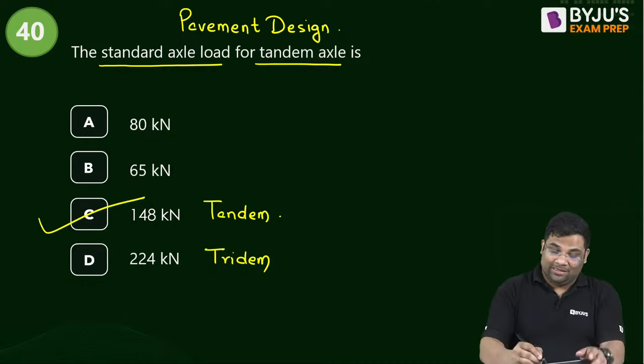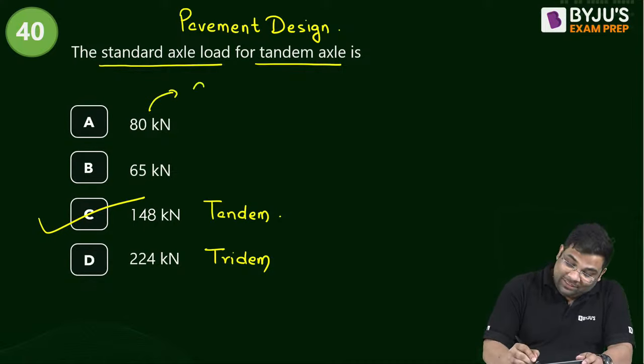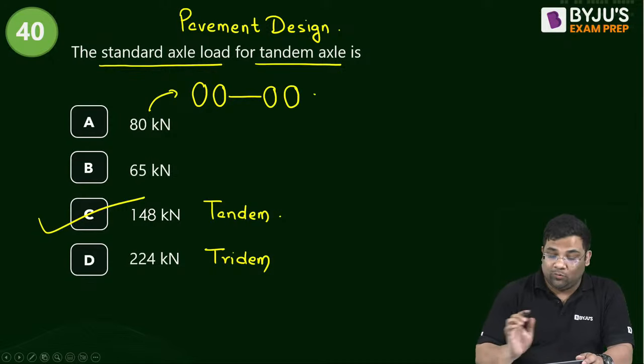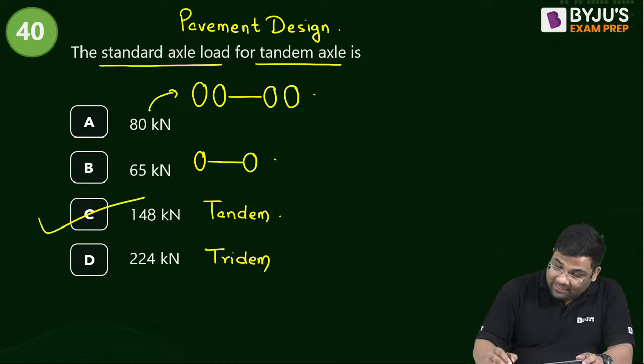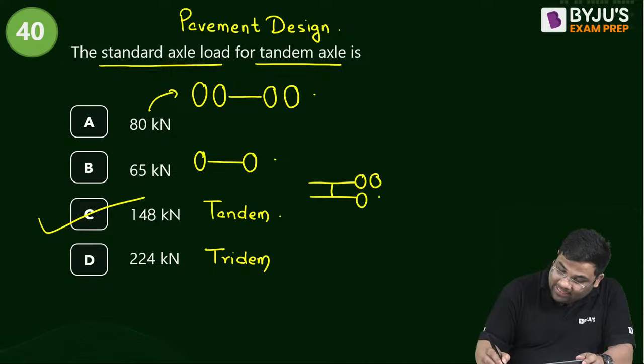148. This is for a single axle with two wheels. Single axle with two wheels is this. Okay. Single axle with one wheel is this. What is tandem axle? It is a combination of what? Two axles are combined like this, and this is tandem axle.